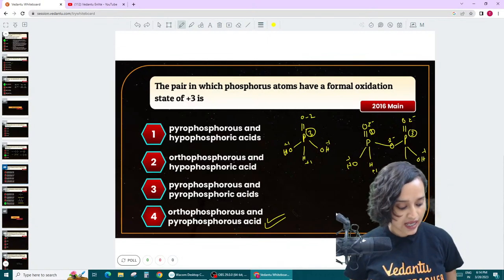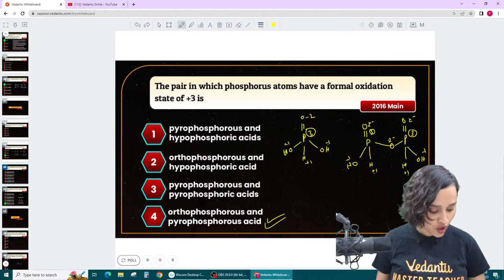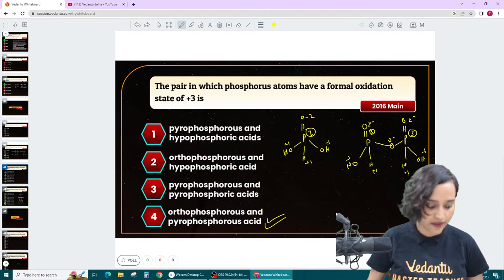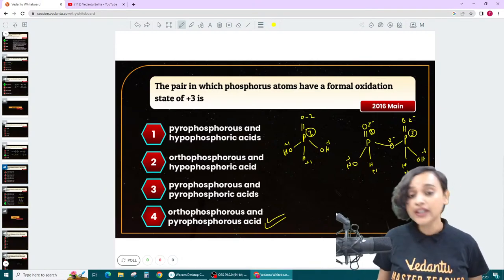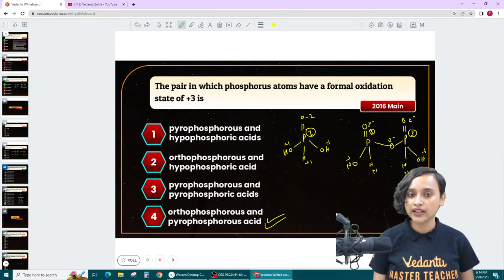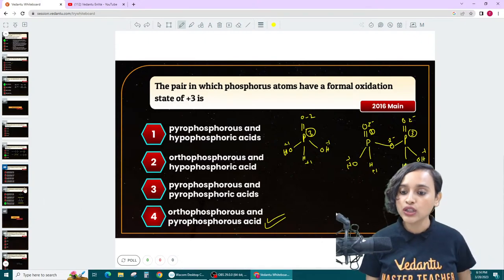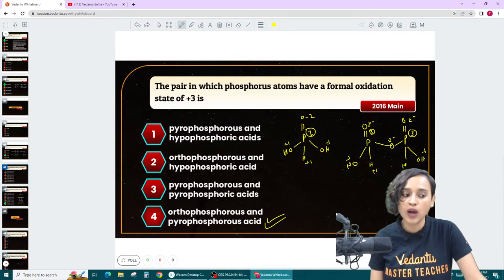Does it make sense, guys? Make sense or nonsense? How to find the oxidation number of acids of phosphorus? I just calculated right in front of you and I showed you. Did you understand? Know the structures. Knowing the structure is very important. Know the structure and then the rest you can calculate just like how I have done it.